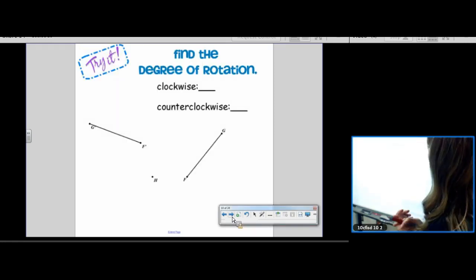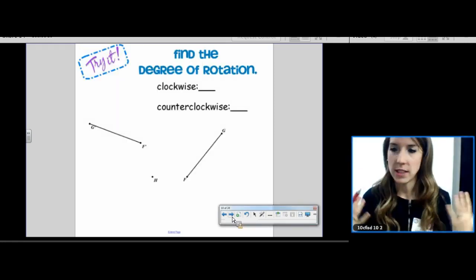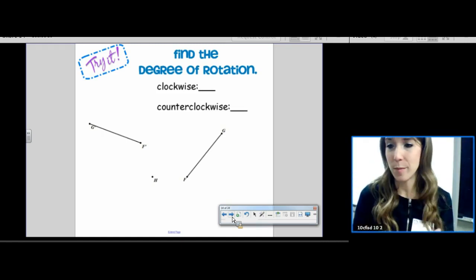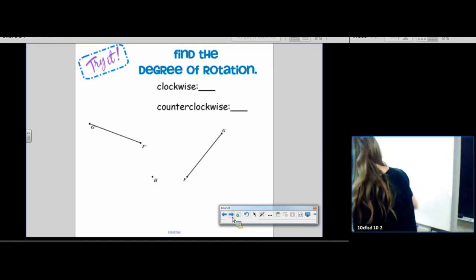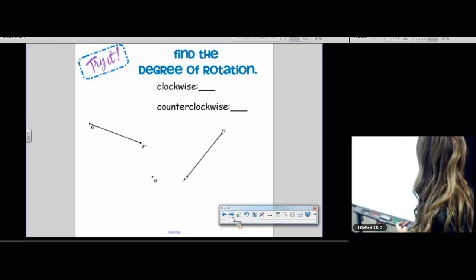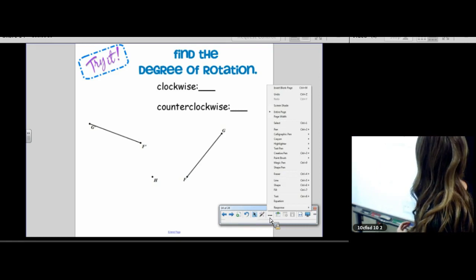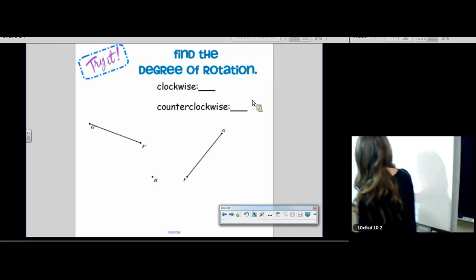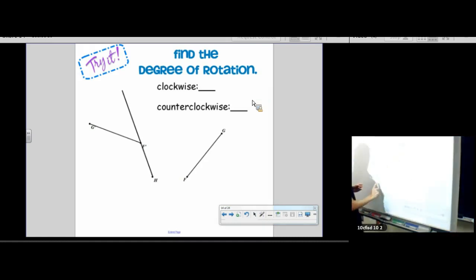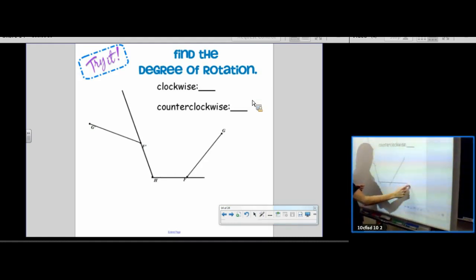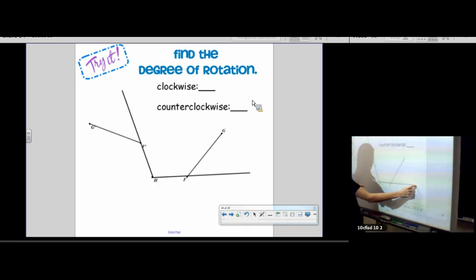Find the degree of rotation. You're going to start this one the same way as you did last time. We don't need a coordinate plane to find the degree of rotation. So we're going to connect, I'll do it with my line this time. We're going to connect H to F prime. Connect H to F. Don't you wish you had one of these tools on your paper?